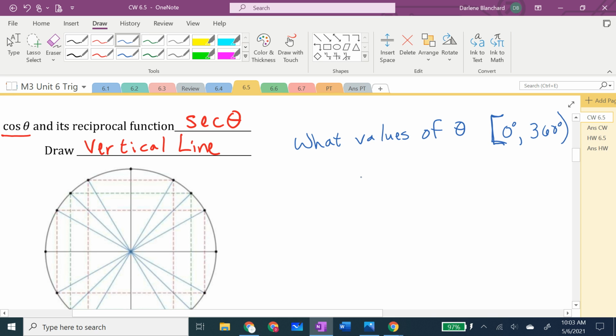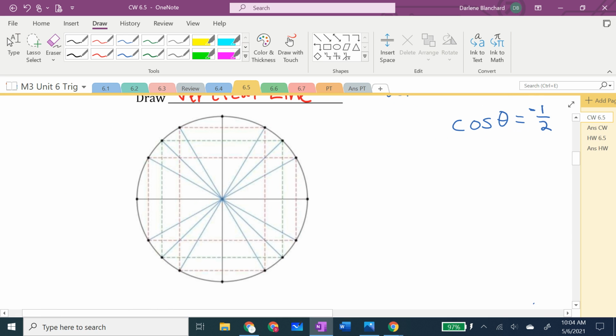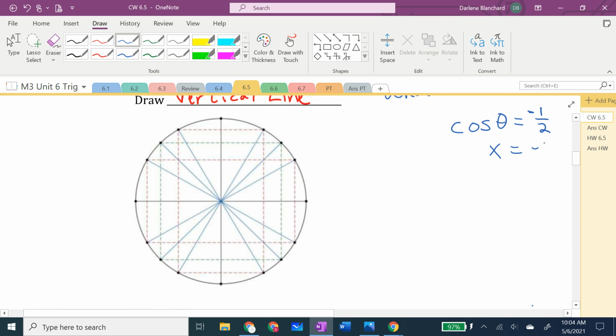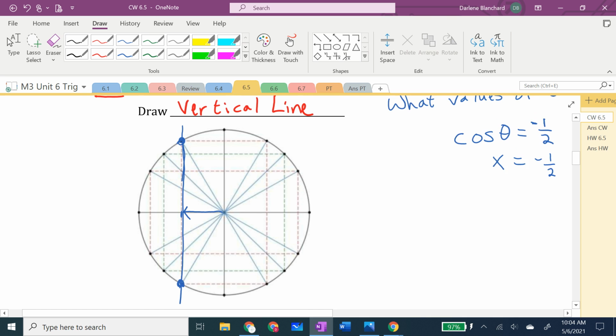For what values of theta is it true that cosine theta is equal to, let's go with -1/2? Then you want to draw a vertical line. And remember, cosine represents x. You're literally drawing the vertical line x equals -1/2, which is along the x-axis, the first one to the left of the origin. And that runs into two angles between 0 and 360.